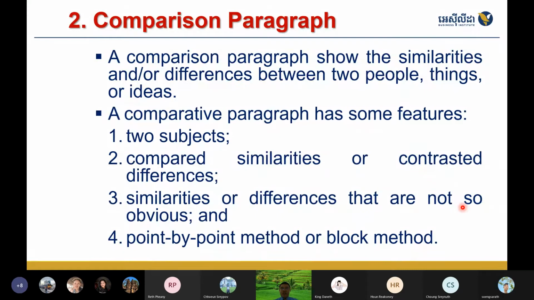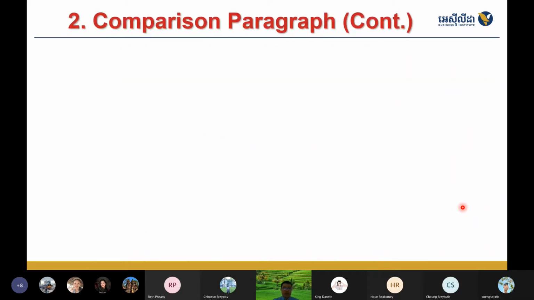But block method, you have to compare both Ratsmai and Sarat in one paragraph. But you have to combine which one is similar and which one is different. This is called block method. Okay, so go to next.